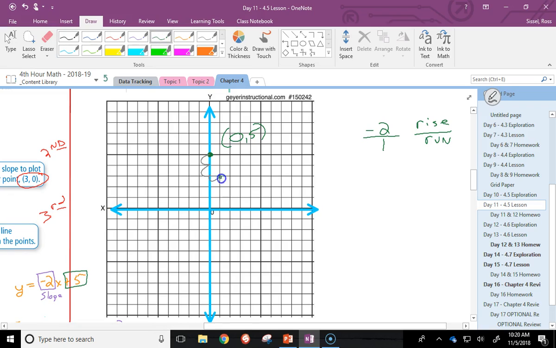We will now put this point in. And if I say its coordinate, it is 1, 3. I do it again. 1, 2 over 1. This one is at 2, 1. I am now able to make my line.